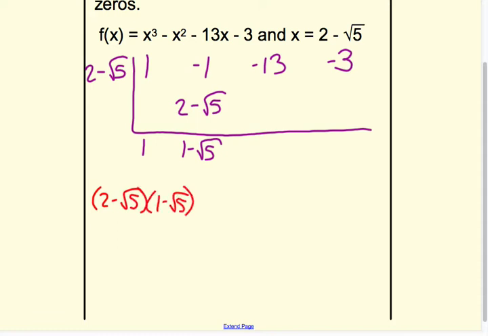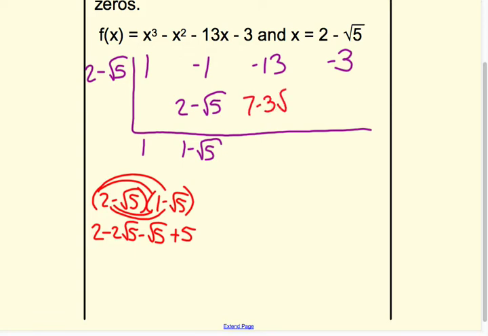Alright, so I'm going to FOIL this out. 2 times 1, minus 2 times the square root of 5, minus 5 times the square root of 5 times 1. And then here we have a negative root 5 times a negative root 5, so that gives us a positive 5 after those radicals cancel. So combining like terms, I end up with 7 minus 3 times the square root of 5. Adding that to the negative 13, I get negative 6 minus 3 times the square root of 5.